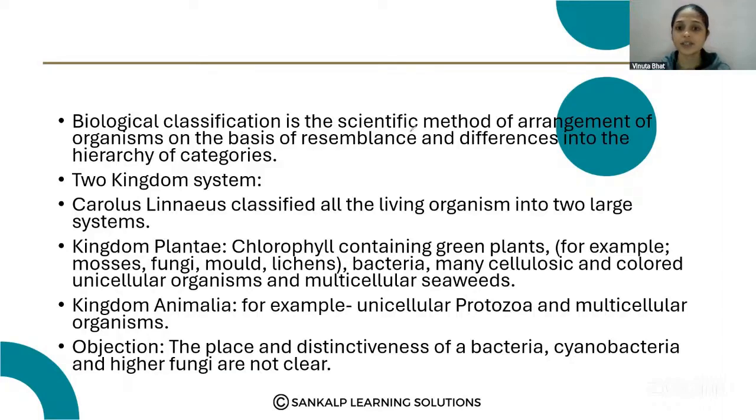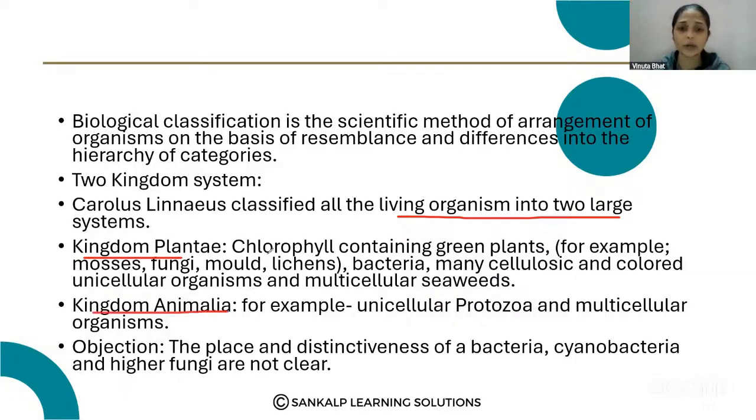Biological classification is the scientific method of arrangement of organisms on the basis of resemblance and difference into the hierarchy of categories. The basic type of classification is the two kingdom classification. Carolus Linnaeus classified all the organisms into two large systems, the very basic level of classification: kingdom Plantae and kingdom Animalia.